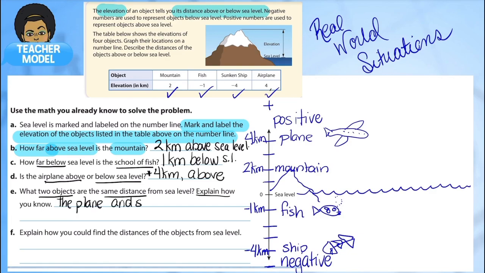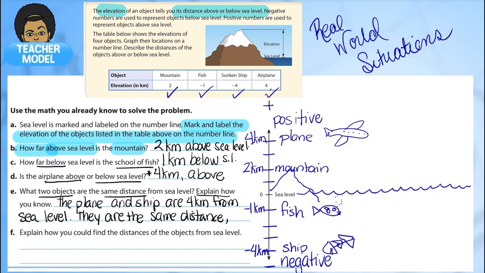The plane and ship are 4 kilometers from sea level. They are the same distance there, and I want to use this term, opposites.